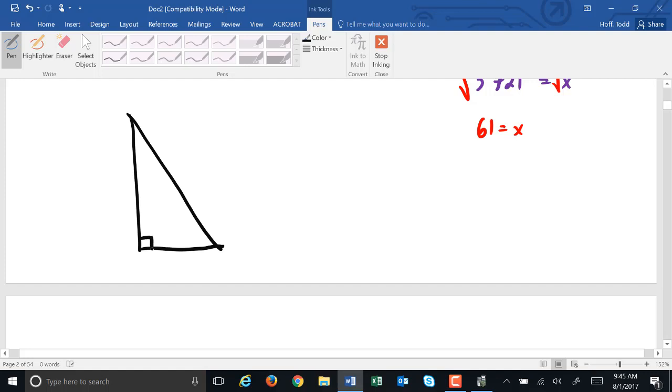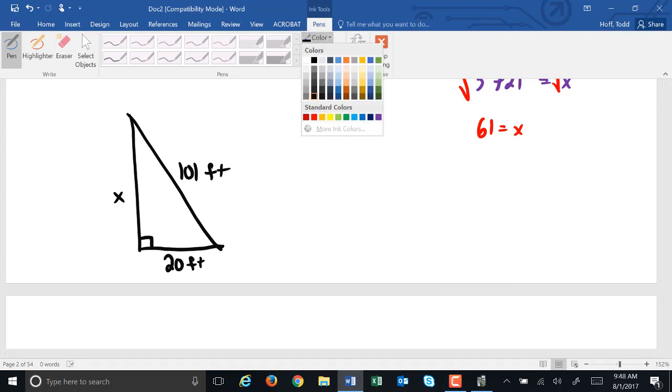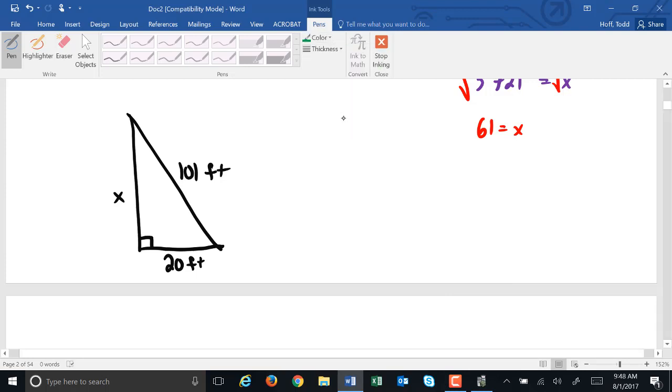So we're going to look at another right triangle. I want you to try to find x in that one for me. Anybody want to be brave here? Perfect. Yes. X and the 20 are the legs. So yes, it'll be x squared plus 20 squared equals 101 squared.